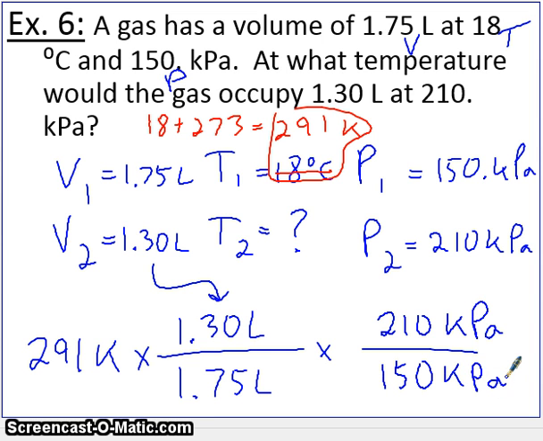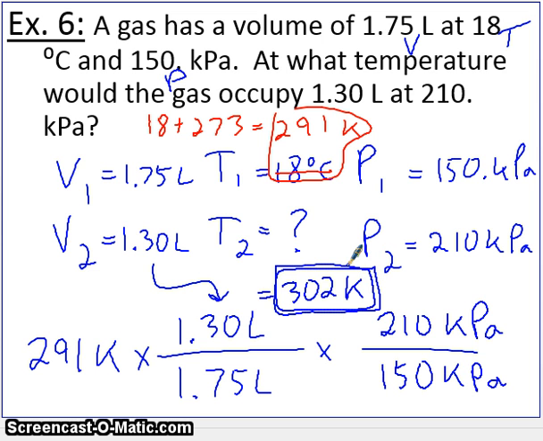Now if we multiply these together, we've got 291, go ahead and do this, 291 multiplied by 130 divided by 175 times 210 divided by 150. The final answer is actually 302, so we'll put it in here, 302 Kelvin, because this is the temperature we're solving for. Here is the final answer.